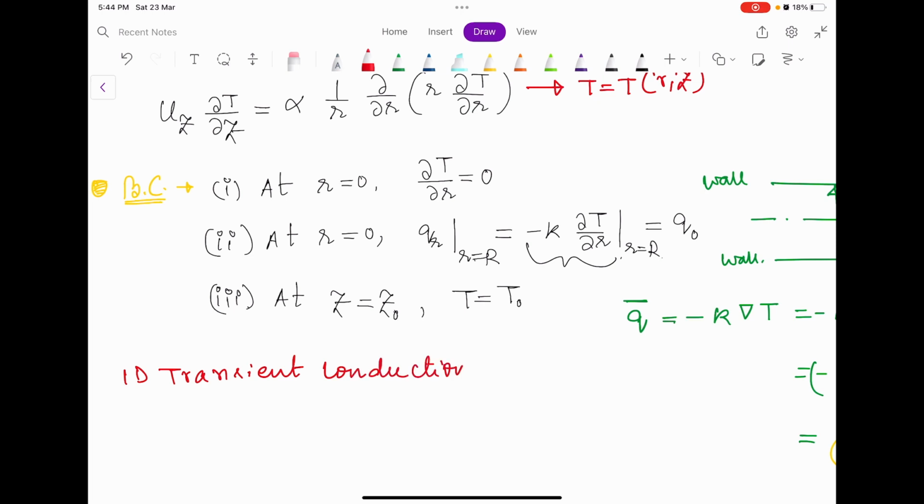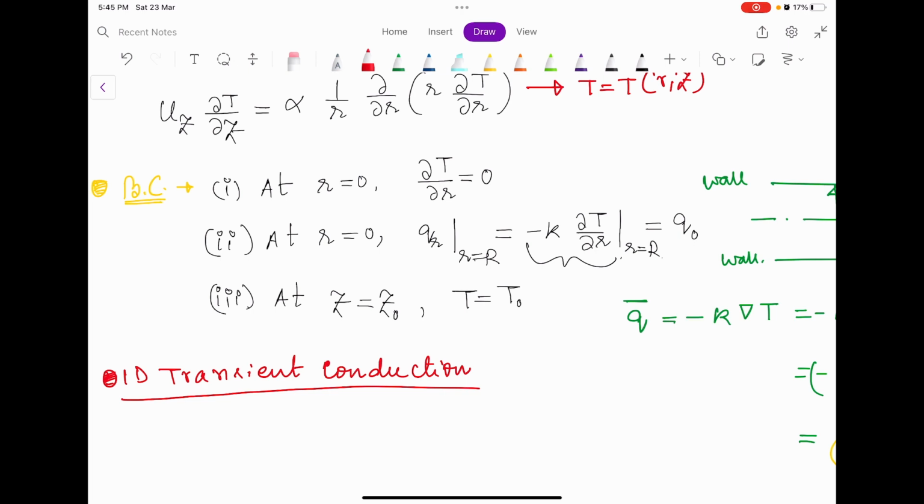This is what I always encourage you guys: don't learn only this problem, because maybe the same mathematics will be applicable in any other physical problem, because mathematics does not understand that this is conduction, this is convection. If you have the same differential equation, then you will have the same solution technique.